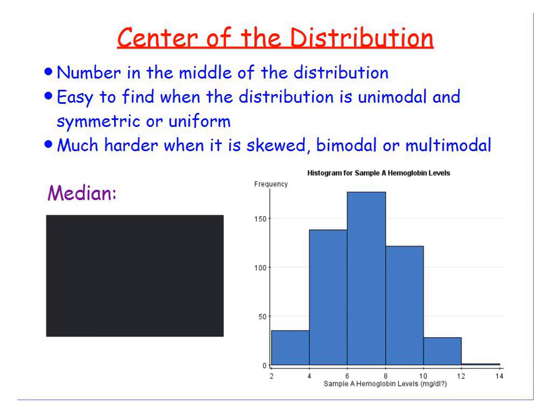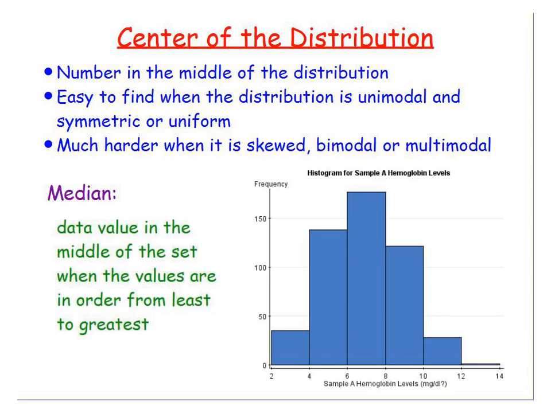Now, for the center of the distribution, there's two different measurements we can calculate. The first measurement is the median, which you've probably calculated in the past. It's simply the data value in the middle of the set when the values are in order from least to greatest. That's your key piece. Take your data, put it in order from least to greatest, and then simply count from both sides until you find the data value in the center.